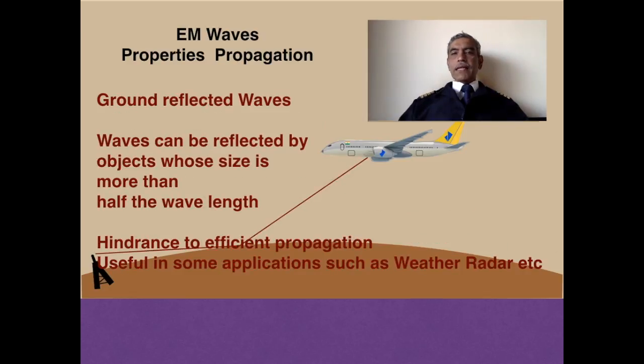Okay, which is the other one? This is the ground reflected wave. Ground reflected waves can be reflected by those objects whose size is more than half the wavelength. So when you study the wavelengths, of course, then you will be able to appreciate this better. It is a hindrance to efficient propagation, due to the size of the reflecting surface, but useful in some applications such as weather radar, etc.